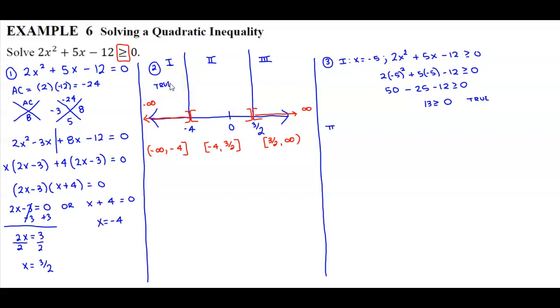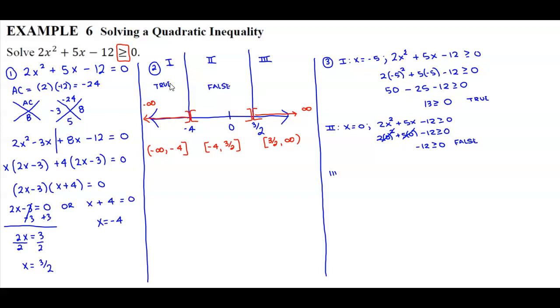Okay, let's go ahead and move to region number 2. So in region number 2, we're going to pick the easiest number. In this case, it is 0. So x is going to equal 0. So again, using the inequality, 2x squared plus 5x minus 12, we have 2 times 0 squared plus 5 times 0 minus 12. We know this gives us 0 and this gives us 0. And so is negative 12 greater than or equal to 0? Well, that is false. So it is false for region 2.